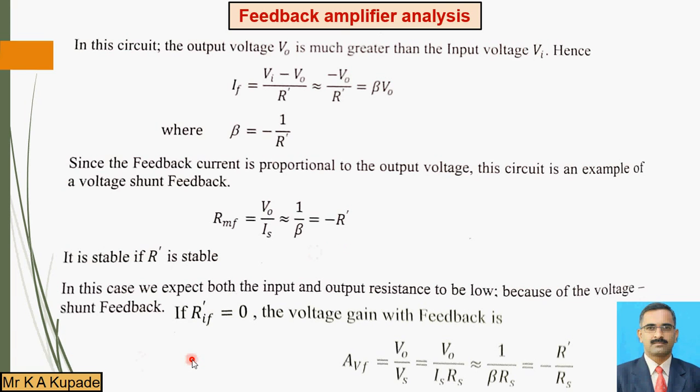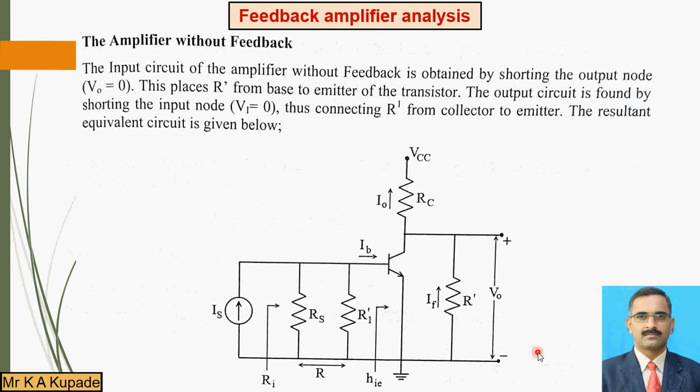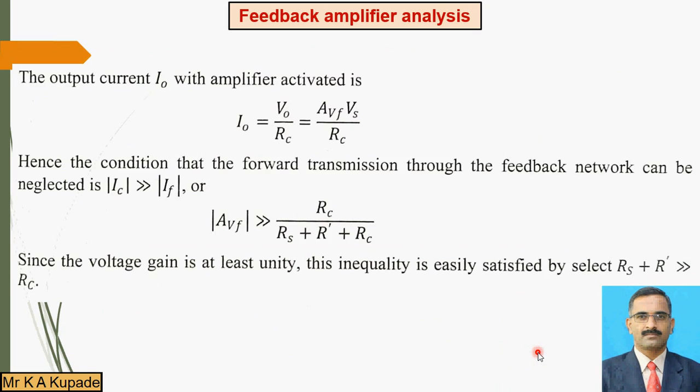Now, if R dash IF is equal to 0, the voltage gain with the feedback is AVF is equal to V naught upon VS, which is equal to V naught upon IS into RS, which is equal to minus R dash upon RS.